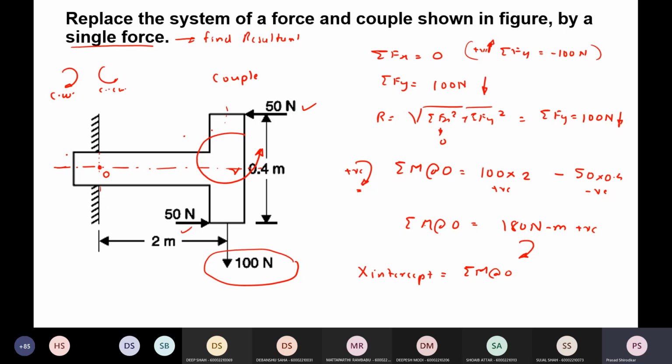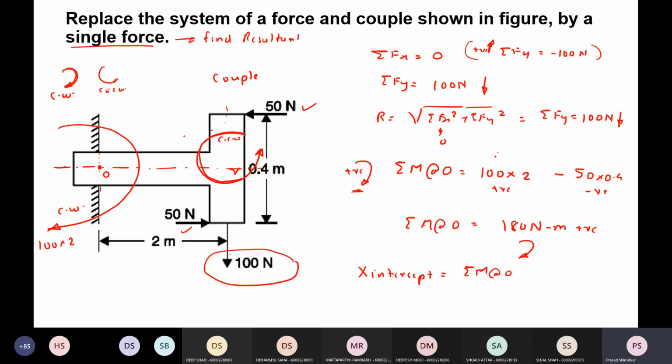See, we are calculating moment about point O, right? So if you see this 100 Newton force, this will try to rotate this body in this direction, right? So this will be 100 into 2. So the sense of rotation is clockwise. Okay? If you see this couple, it will rotate it in this direction, opposite. So it is counterclockwise. So both are opposite. So we have taken the convention clockwise is positive. So this is clockwise, this is counterclockwise.